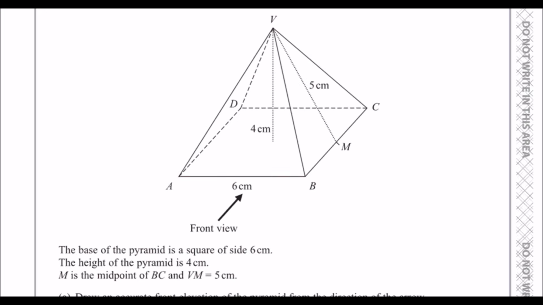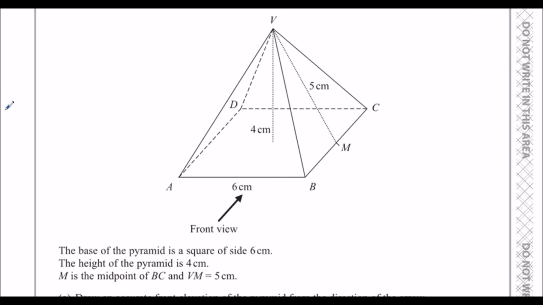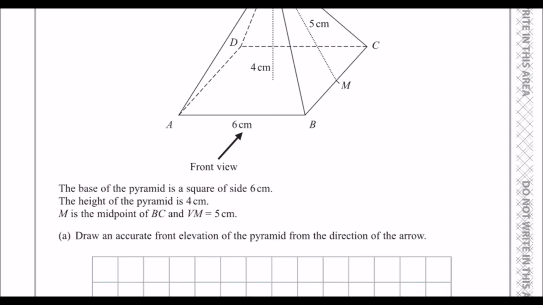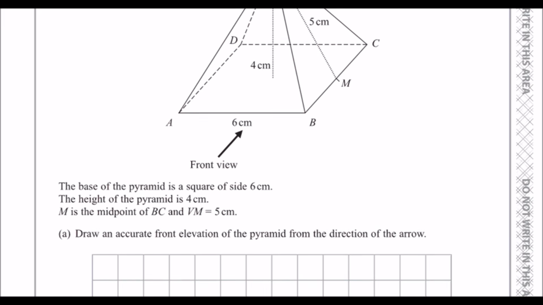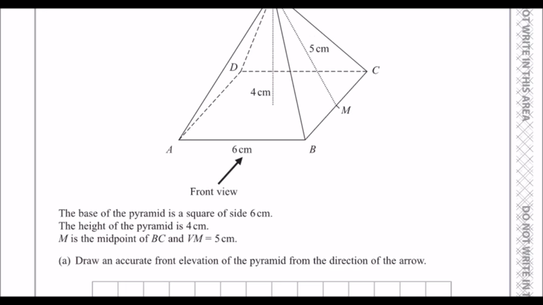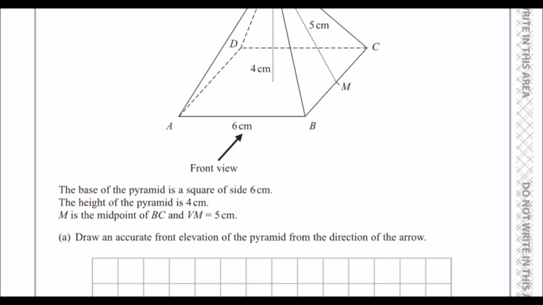Question 23. We've got the base of a pyramid as a square with a side of 6. So 6, 6, 6, 6. The height is 4. That's in the picture. M is the midpoint of BC in the middle. And V to M is 5. Draw an accurate front elevation of the pyramid from the direction of the arrow.